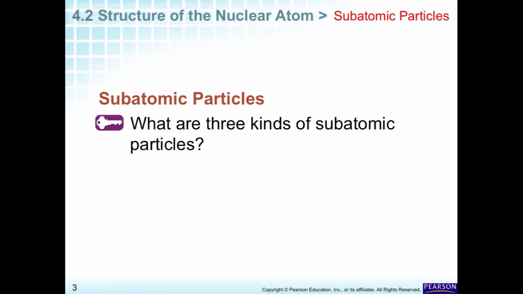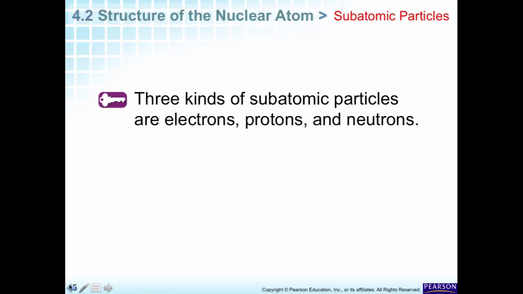Okay, we're going to talk about 3 main kinds of subatomic particles. There's electrons, protons, and neutrons. So electrons have negative charges, protons have positive charges, and neutrons are neutral, no charge. So we often write it with a plus and a minus like that. And we're going to talk about how these things were actually found. Okay?